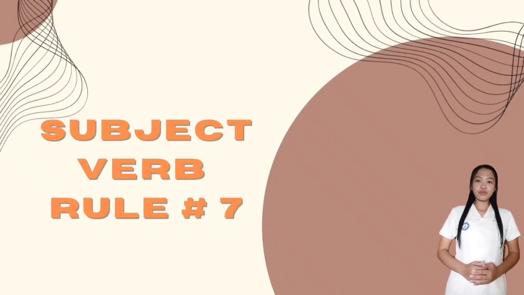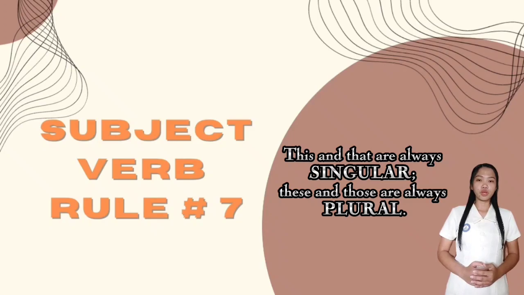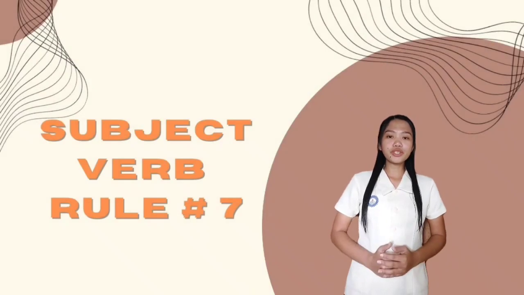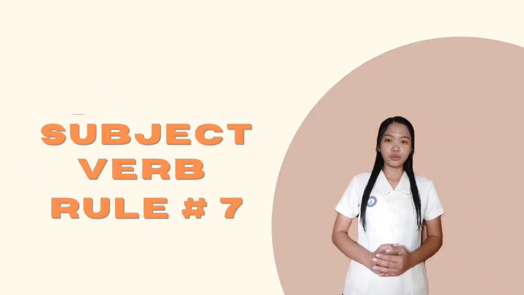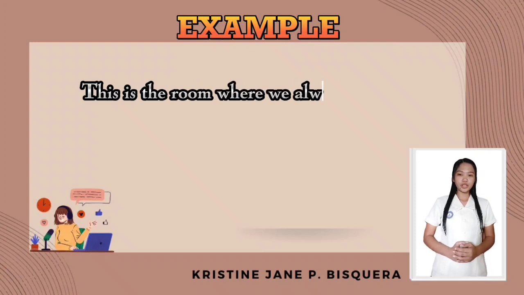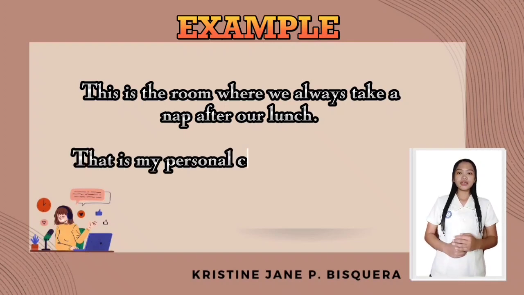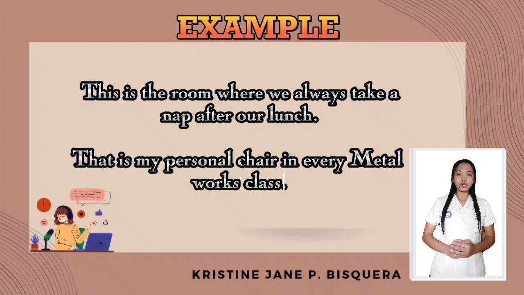Subject-verb rule number 7. This and that are always singular and these and those are always plural. When we use this and that, the subject must be singular and it takes a singular verb also. So, example, this is the room where we always take a nap after our lunch. So this is a singular form and is is a singular verb. Another example, that is my personal chair in every metal work. So that is a singular form and is is a singular verb.